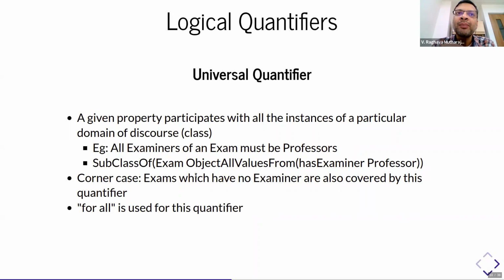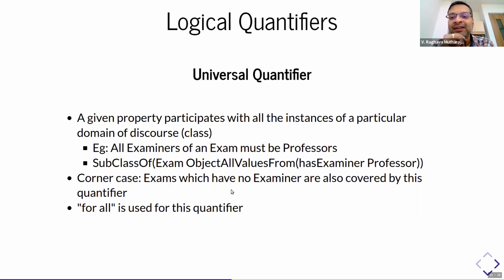So I think maybe the corner case was referring to this one. The corner case means that if the hasExaminer relation is not defined for a particular exam, that exam will also be included here. Like the hasExaminer relation is not defined for that exam, then that's also what this means. That is what the corner case means, right? So even though hasExaminer is not defined, that will be included here.